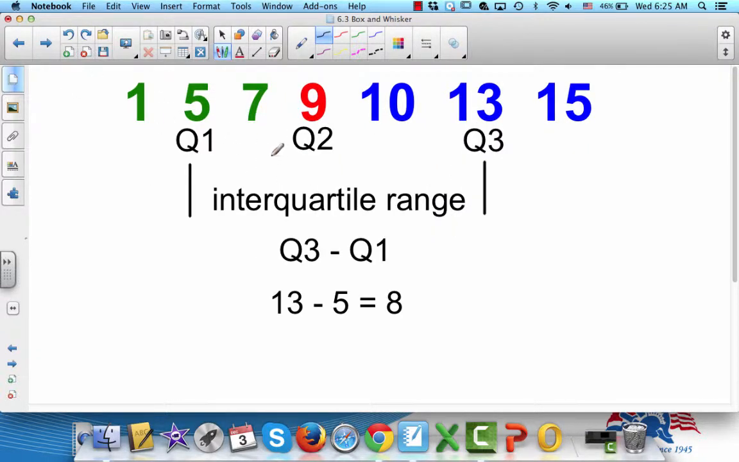All right, now whenever you have quartiles, you're also going to have an interquartile range. All that means is the distance between quartiles. So we get the distance between quartile 3 and quartile 1. That's called the interquartile range. All you do is go Q3 minus Q1. In this case, it's 13 minus 5, and you get 8. So that's how you find an interquartile range.